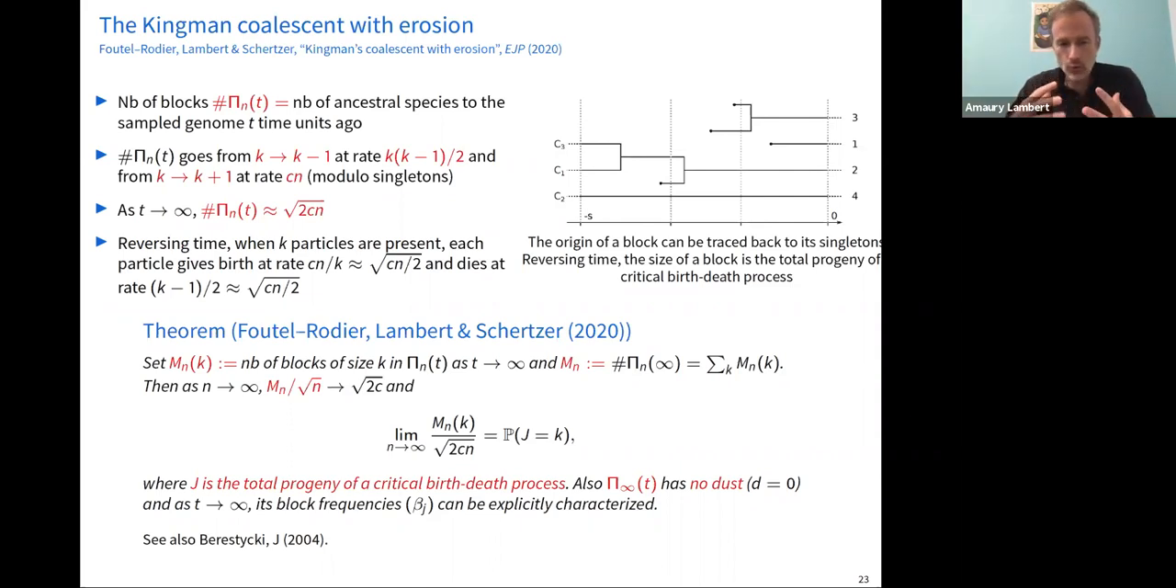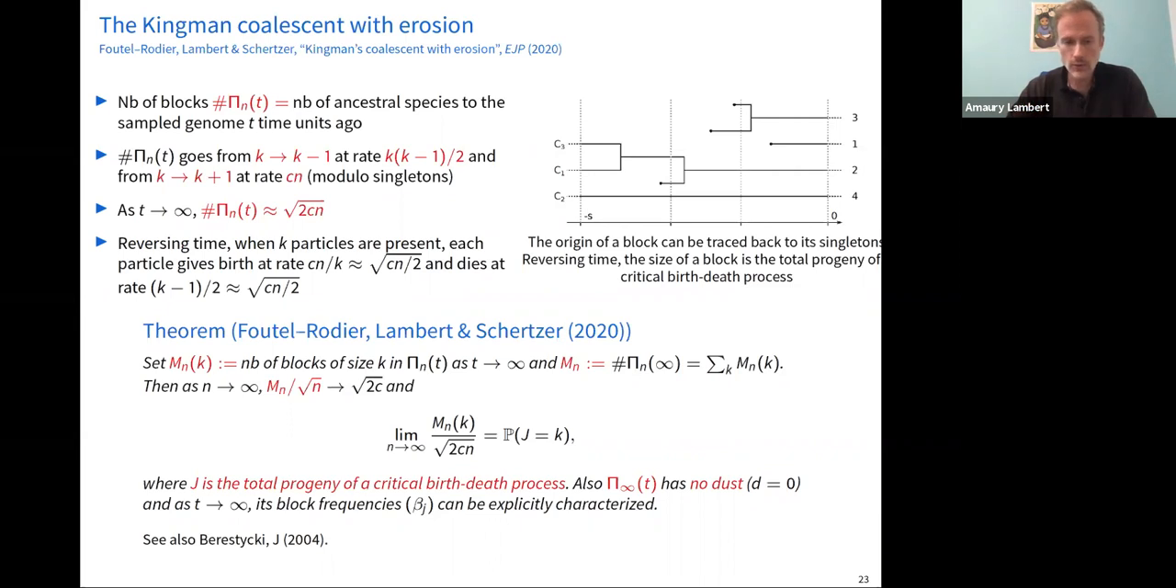And the biological conclusion that you can draw from this theorem is that the total number of ancestral species contributing to the genome that you have sampled is quite large, right? It's square root of n. So meaning that if you have, let's say, 10 to the 4 genes, you have 100 species that have contributed on average, averaging on time, to your genome.